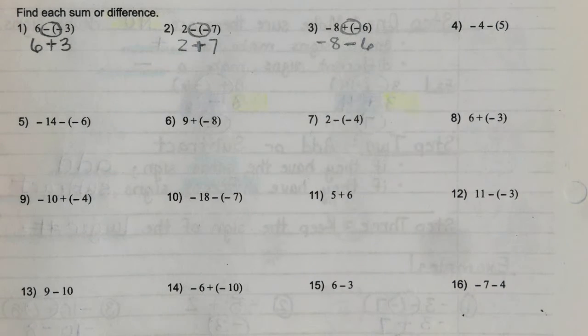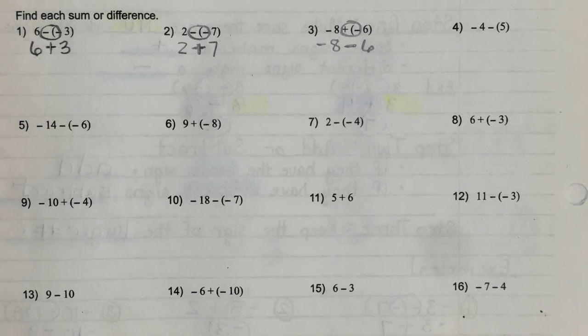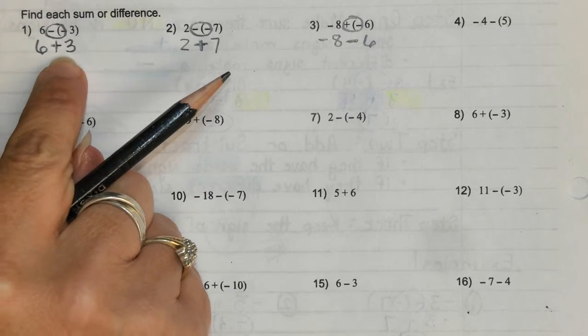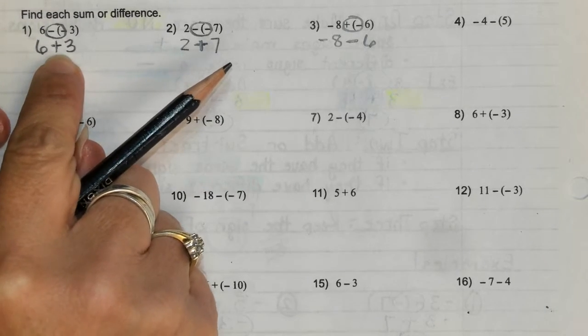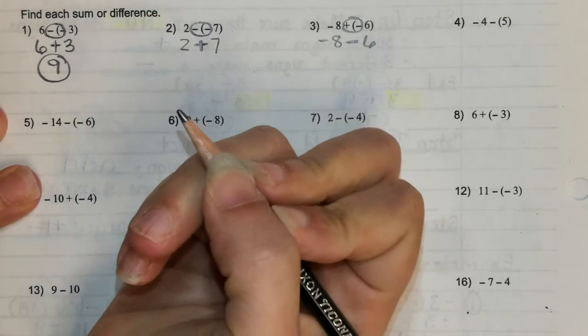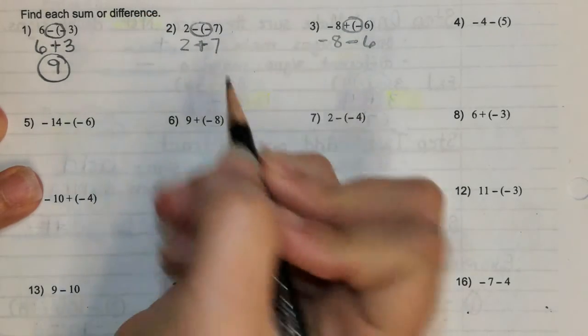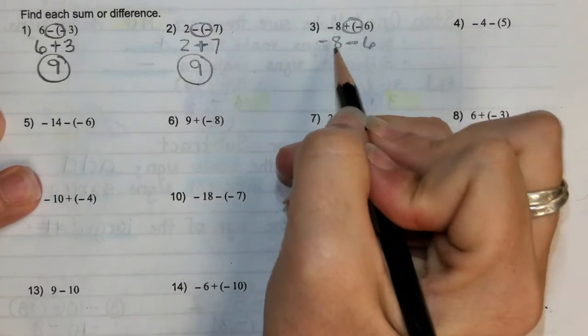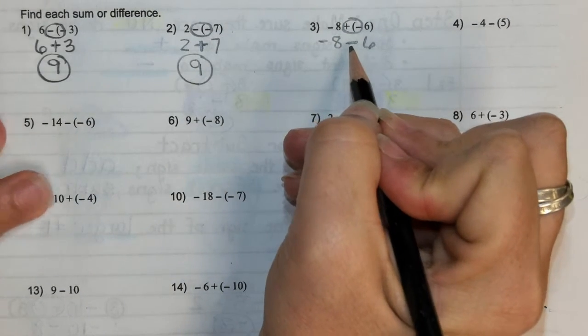Okay. Is everybody good so far? Okay, now, using the rules, 2 positives, positive 6, positive 3, we add, and it doesn't matter because it's 9. 2 plus 7? 9. Okay, same signs.